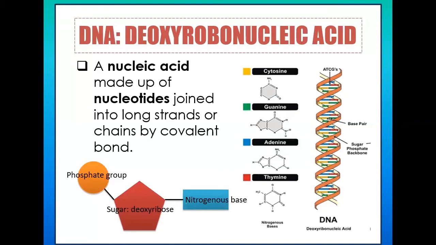So it is a double helix. The sugar is deoxyribose. And the pairing must be adenine to thymine, cytosine to guanine. That is your DNA.